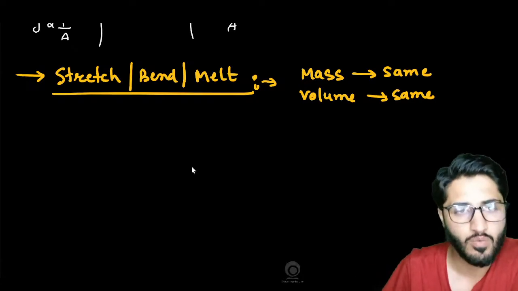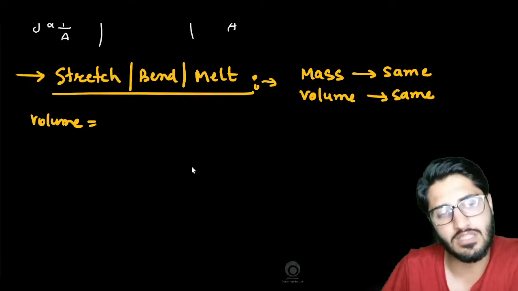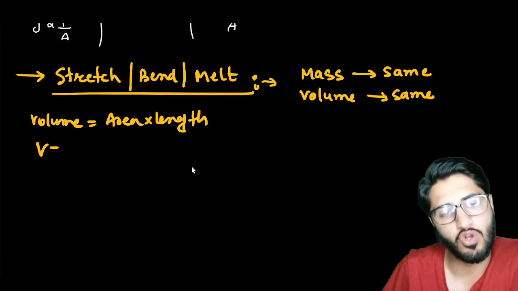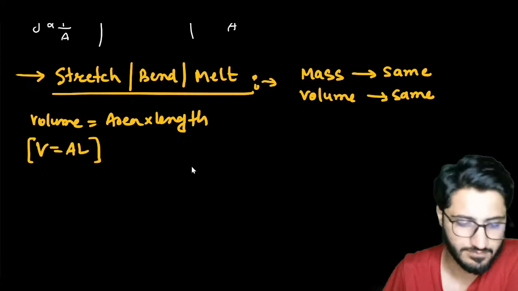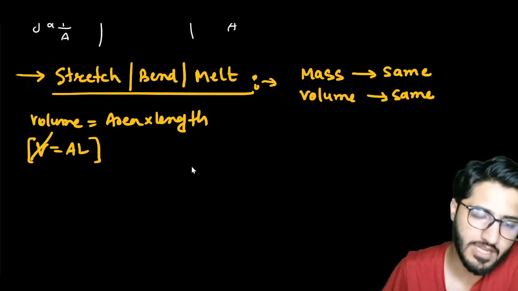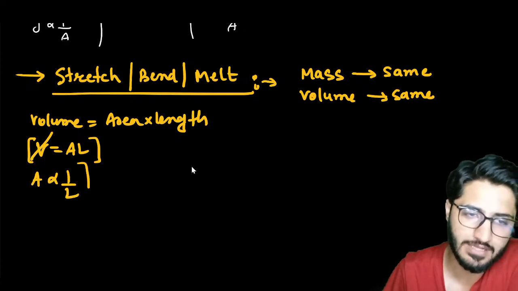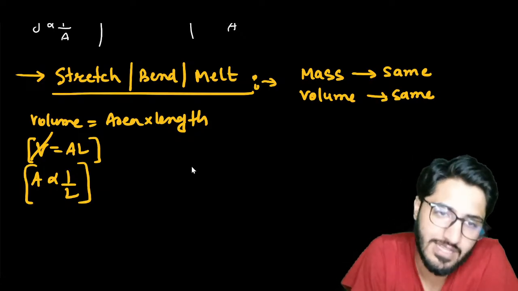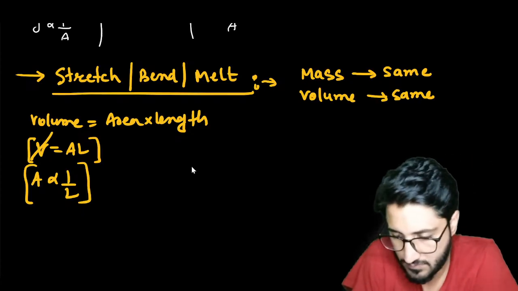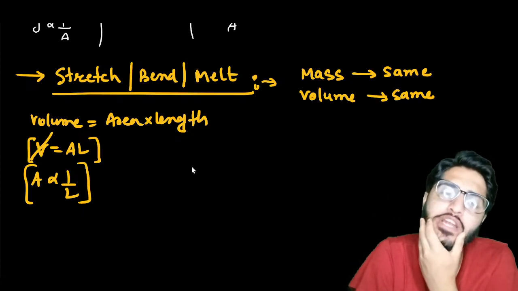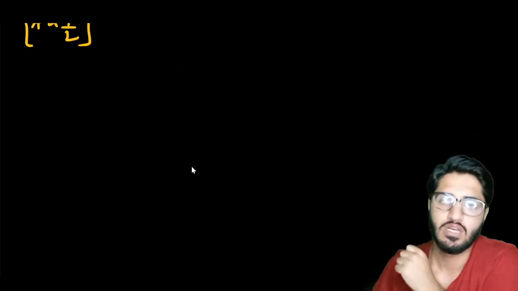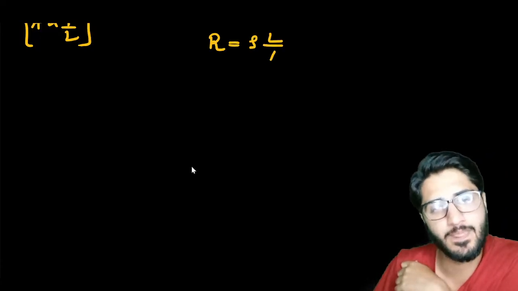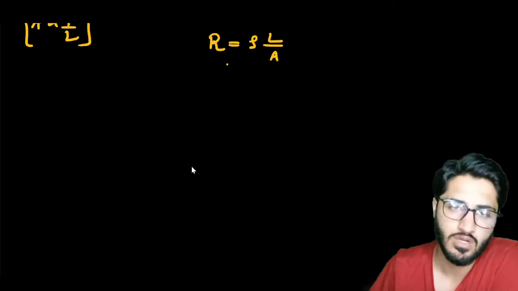Now look, what is volume? Sir, I guess volume is area into length. Volume is same. That means area is inversely proportional to the length. Now, sir, how to apply this concept in my numerical part? Look now. Right now, we just derived a relation. The resistance is equal to rho L by A. We conclude this thing.